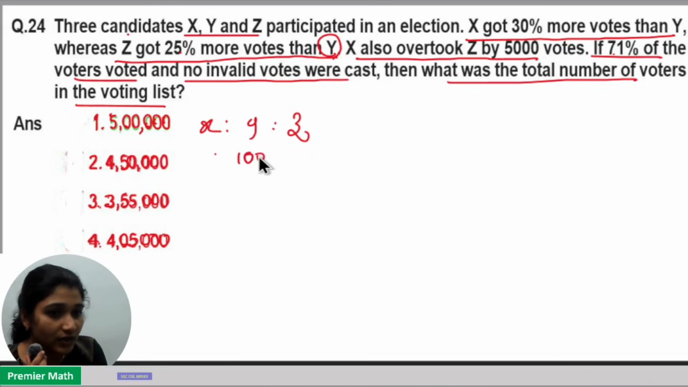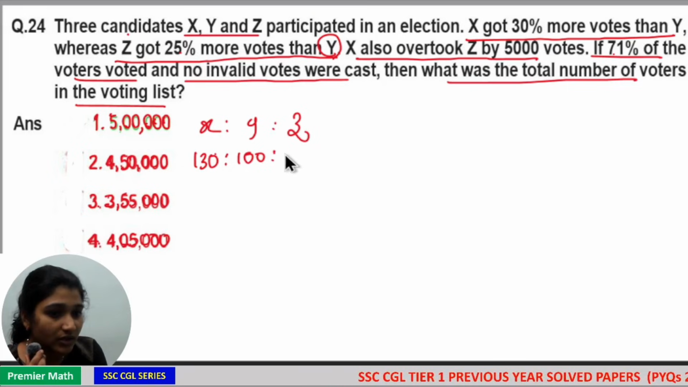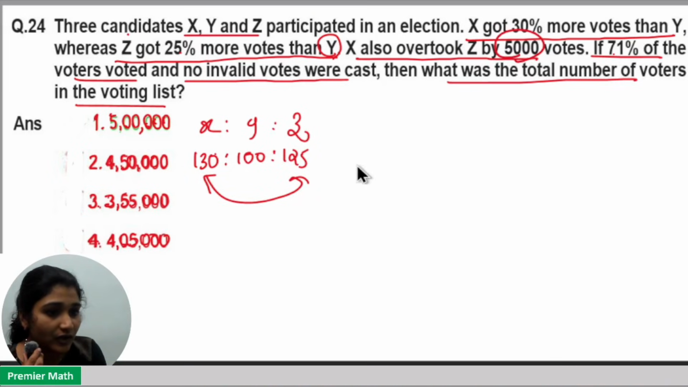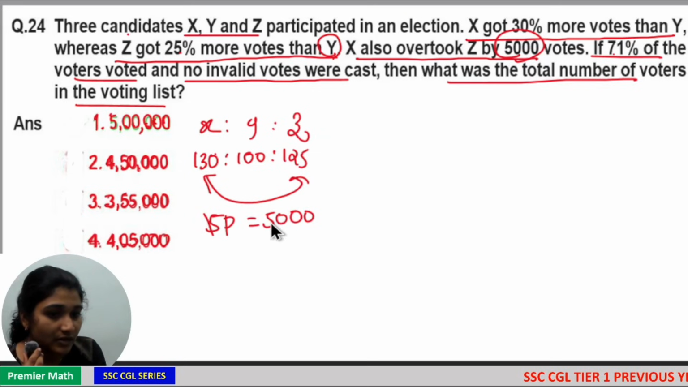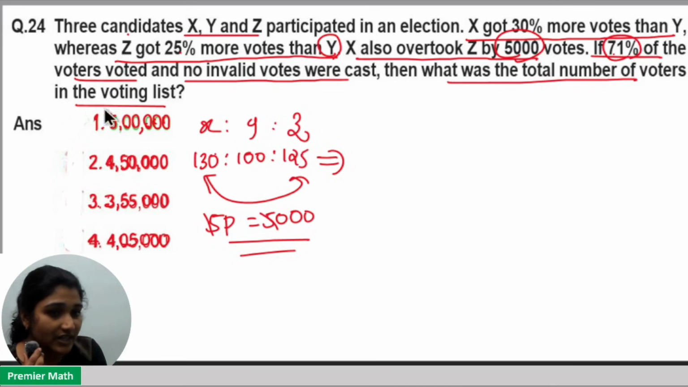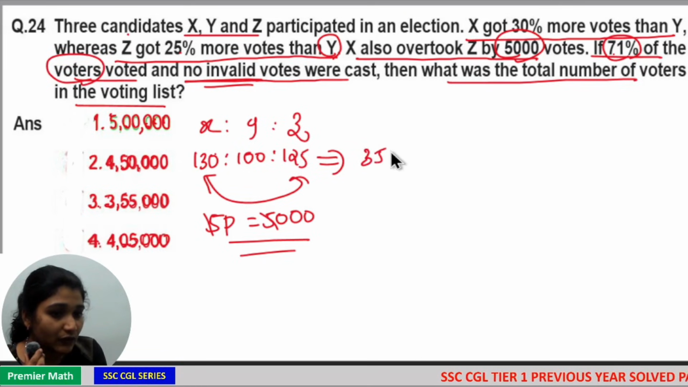So take Y's vote as 100 parts. And here, X got 30% more than 100, means 130 votes. And Z got 25% more than 100, means 125 votes. And here, X overtook Z by 5,000 votes. That is, the difference between X and Z actually is 5,000, but in ratio it is 5 parts. So 1 part is equal to 1000. Now here, X plus Y plus Z is the total 71% of the vote received because there is no invalid vote among this. So total parts is equal to 130 plus 100 plus 125, 355 parts.